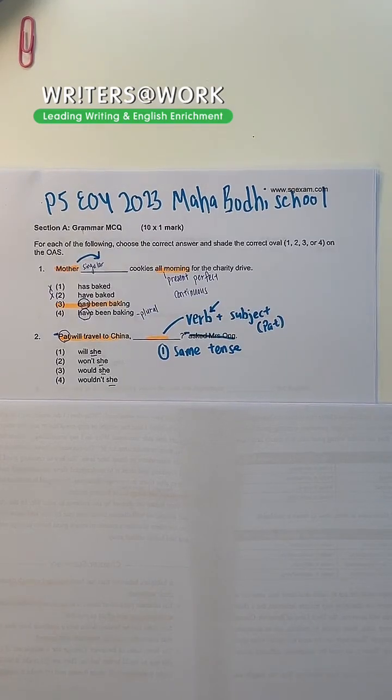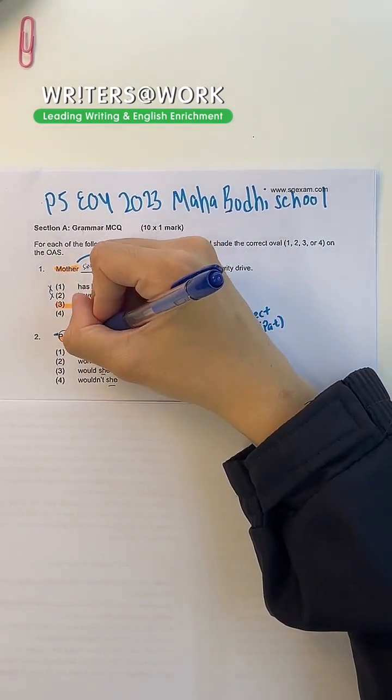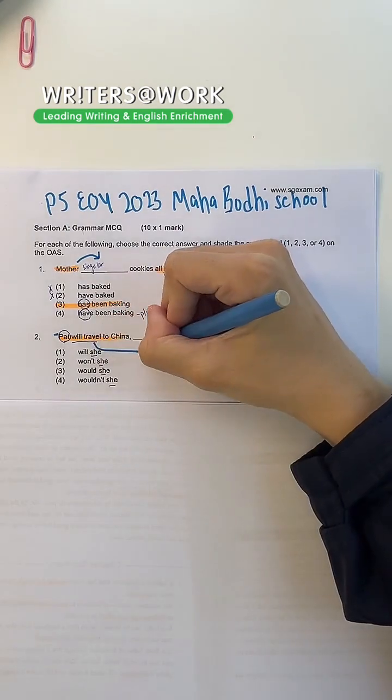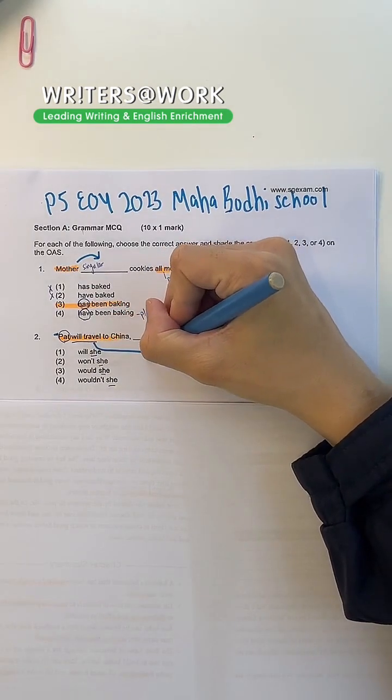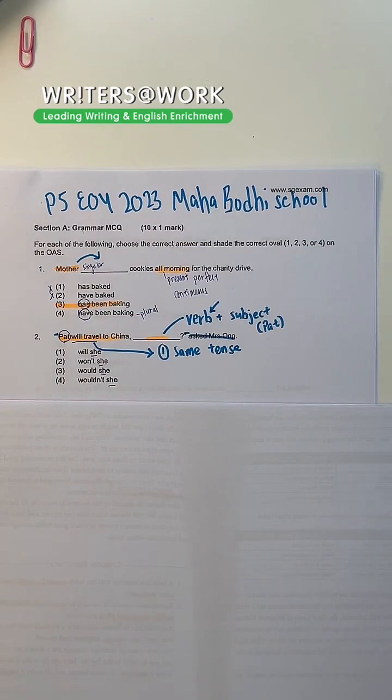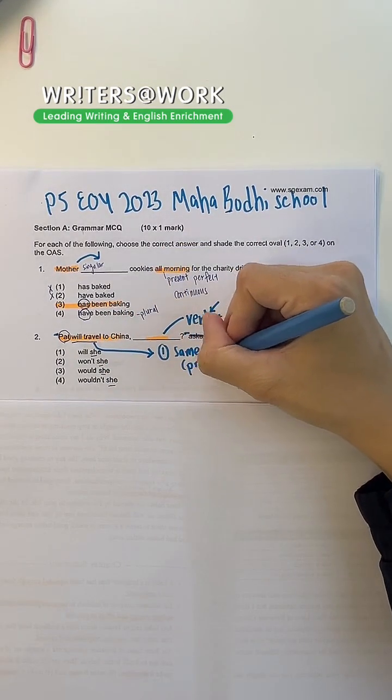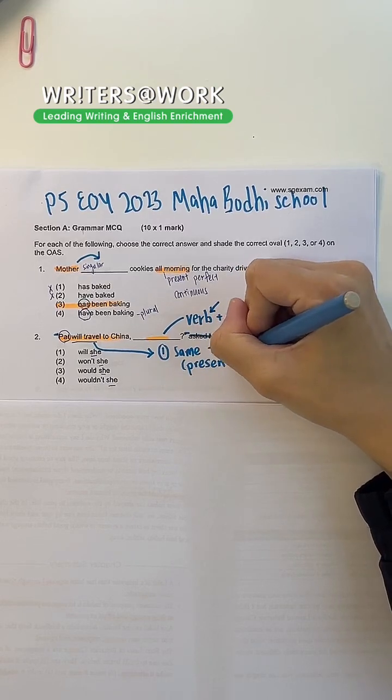Must be a verb in the same tense. We're looking at will travel over here. So that's the tense we're looking at, in this case being present tense, right? The present tense of will is will.